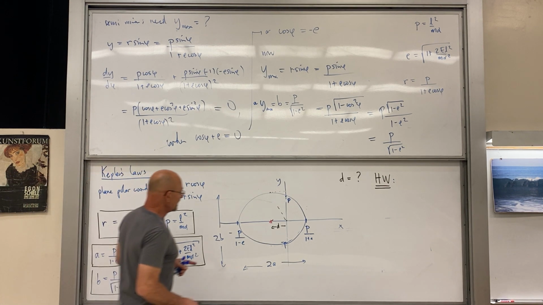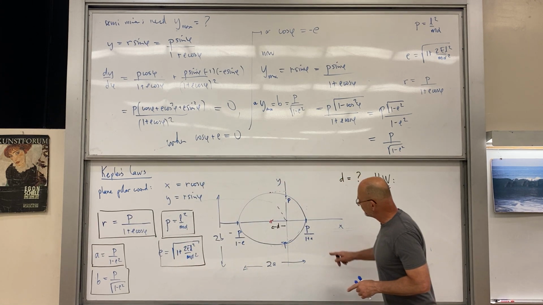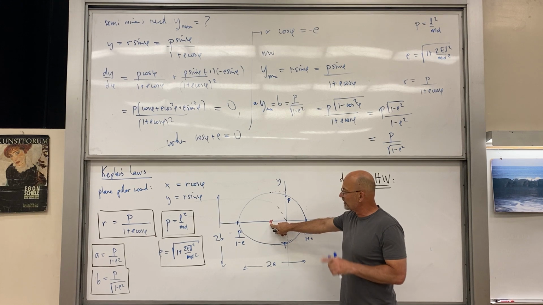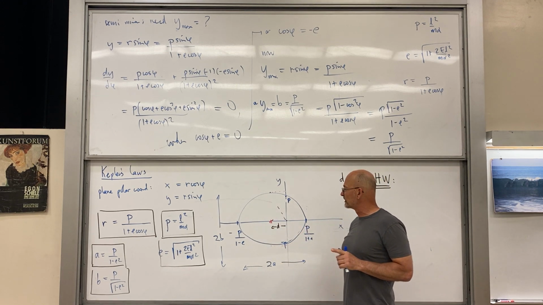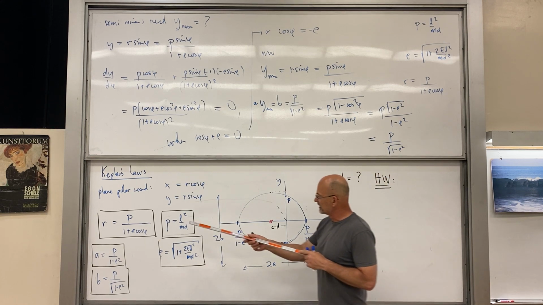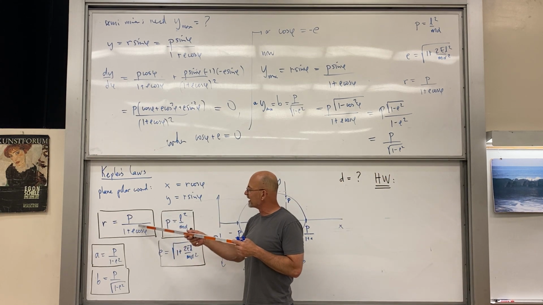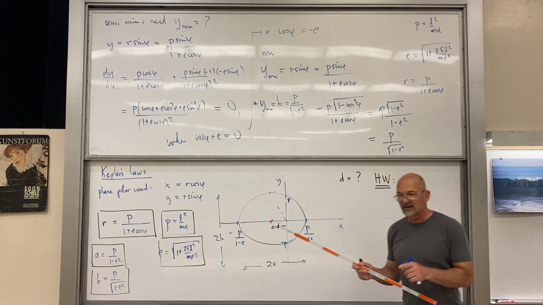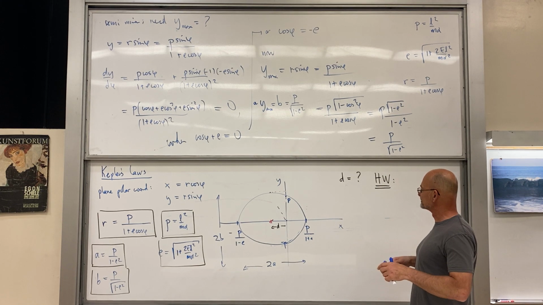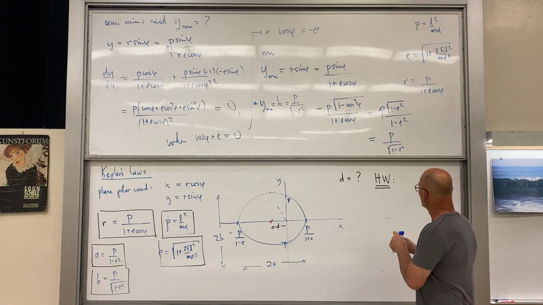Good, so what we want is the distance from the origin to the geometric center, because we're ready to prove Kepler's first law. Now you could just say, well, this is the polar form of the ellipse, but we really want to get it to the x squared over a squared plus y squared over b squared. So homework.